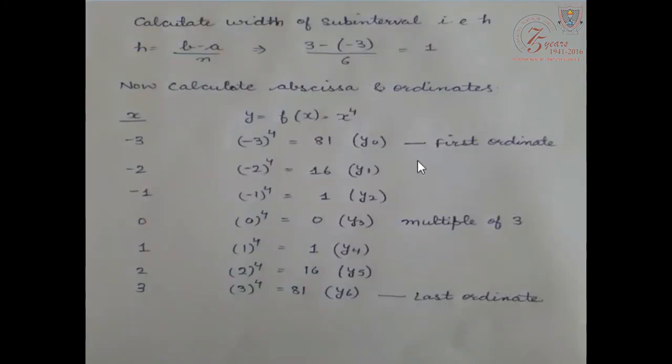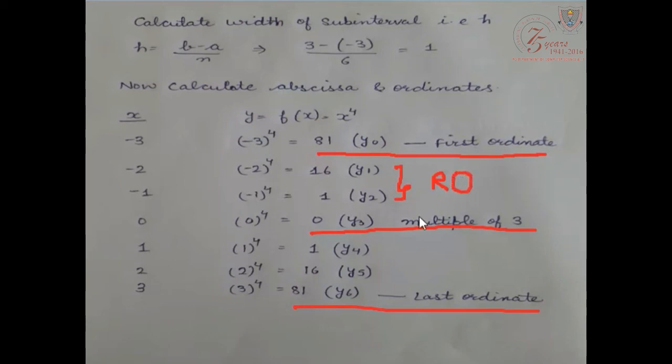Once again, see the table. The value of the first ordinate is 81. The value of the last ordinate is also 81. The value of the ordinate that is a multiple of 3 is 0. And 16 and 1, y1 and y2, are the remaining ordinates. y4 and y5 are also the remaining ordinates. We will put all these values of the ordinates in the formula of Simpson 3 by 8 rule and solve this formula equation.